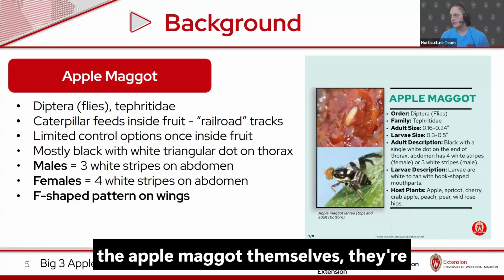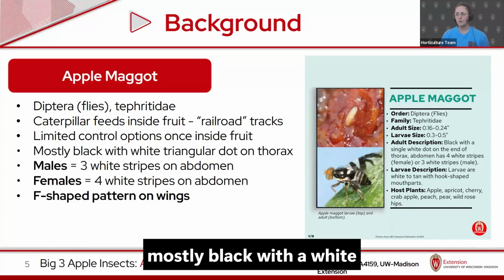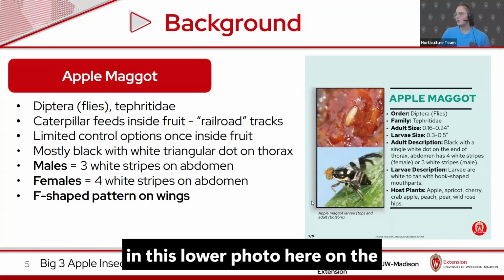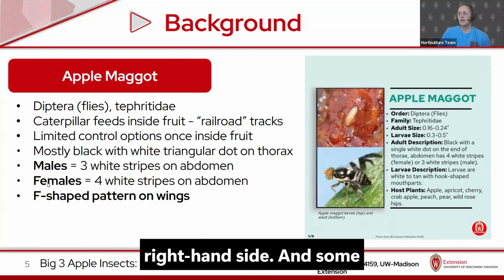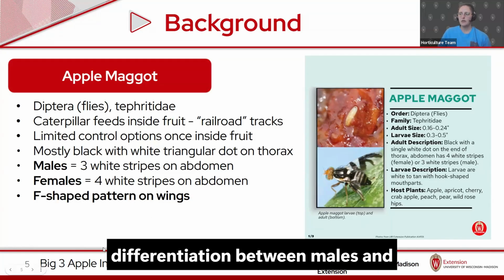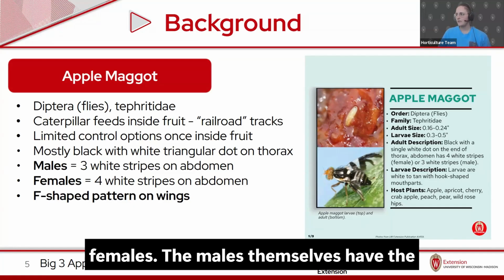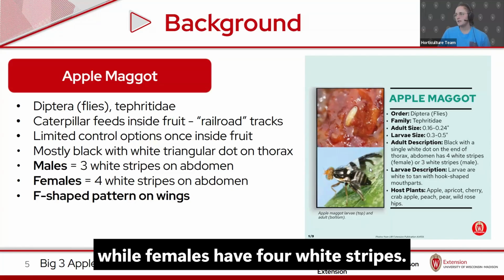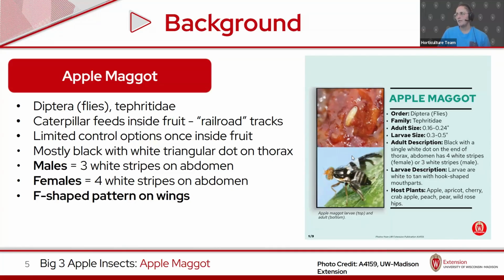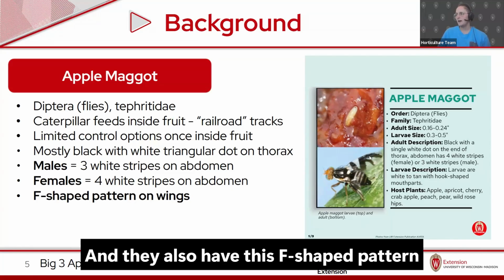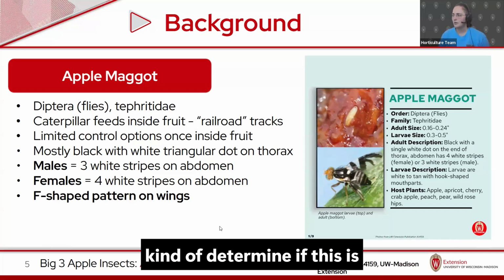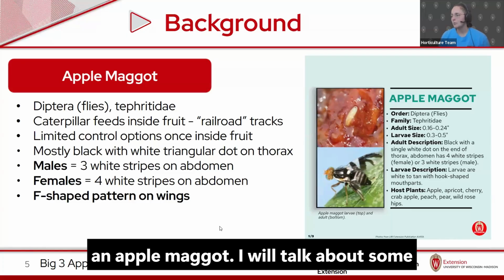And the apple maggot themselves, they're mostly black with a white triangular dot on the thorax. You can see it in this lower photo here on the right-hand side. And there is some differentiation between males and females. The males have 3 white stripes on their abdomen, while females have 4 white stripes. And they also have this F-shaped pattern on their wings. So that's one way you can determine if this is an apple maggot.